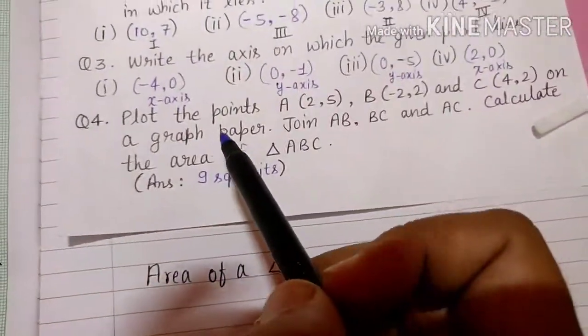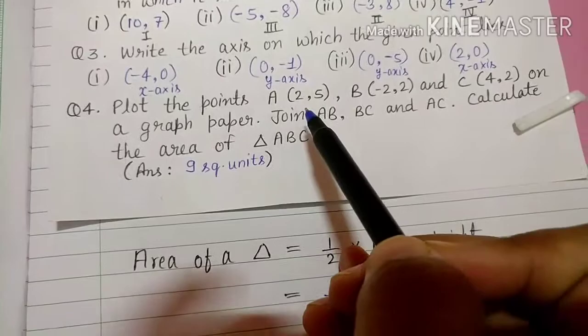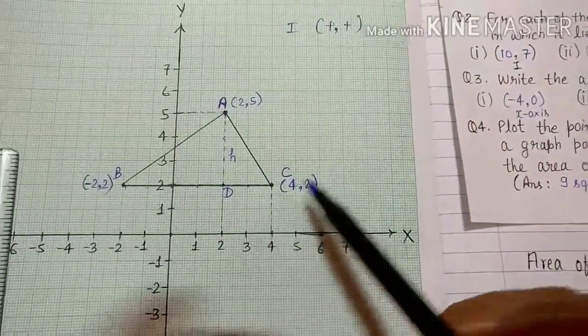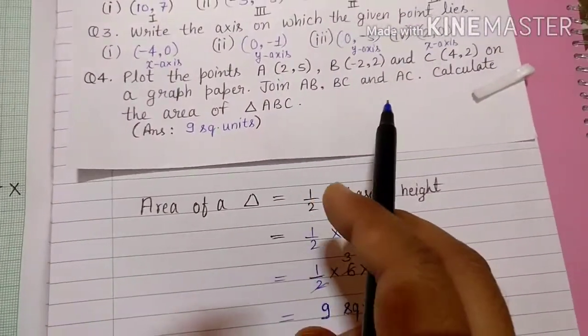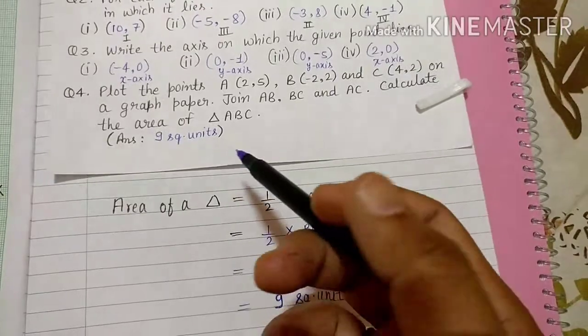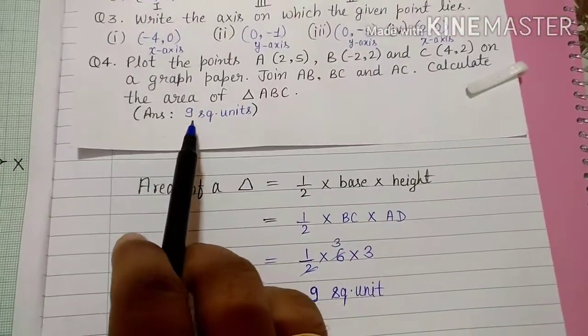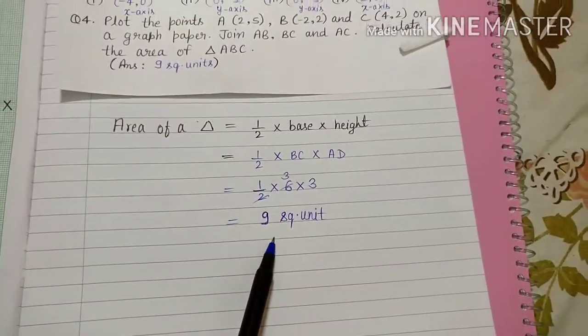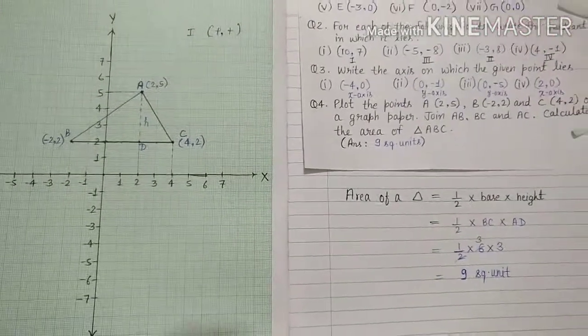So we have solved this question. Plot the points A, B, C, which we have plotted already. Then we formed a triangle, as they said, join these points. Then they said calculate the area of the formed triangle, which comes, just check the answer, 9 square units. Yes, 9 square units only. So in this way we have solved this exercise.